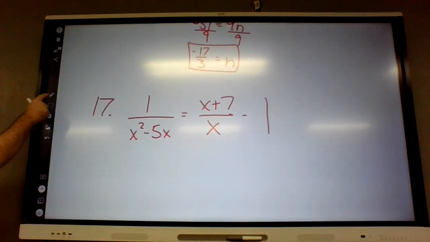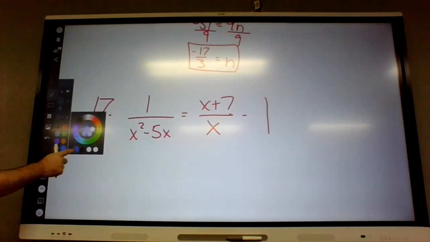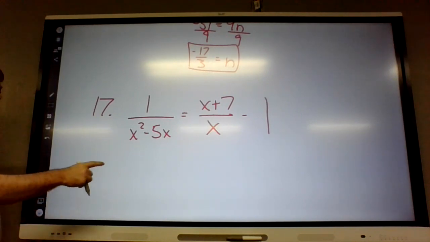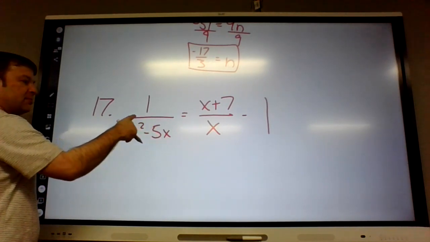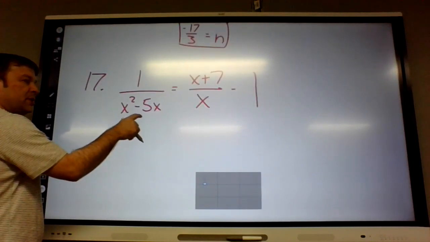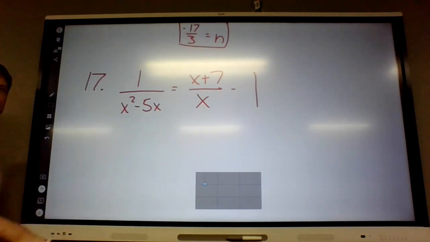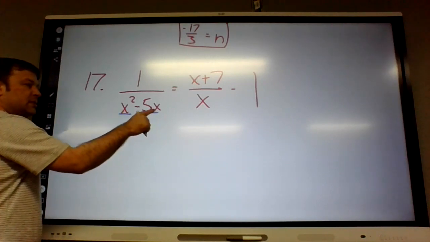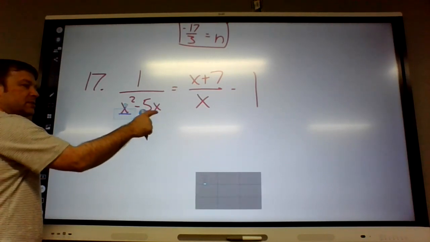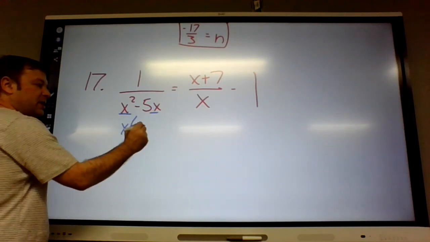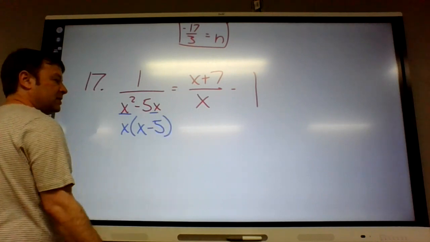Okay, so I need to find the common denominator, what I need to multiply everything by. There's something a little bit different. This denominator is a little more complex than the other ones we've seen. So what can I do with this denominator? Well, how can we factor it? Okay, an x comes out. So we take an x out, and we're left with x minus 5.